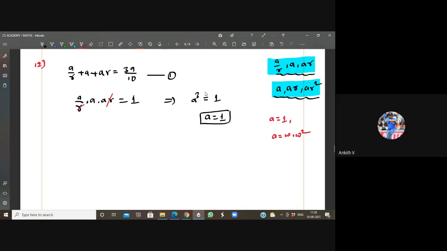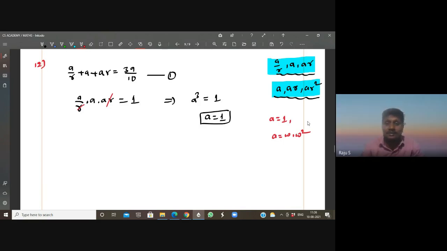Yes sir, complex numbers. We already discussed this. We do not consider the first term as a complex number. We cannot take omega or omega square. We should consider only real numbers, so I am taking the first term as 1. Here we are getting A is equal to 1.